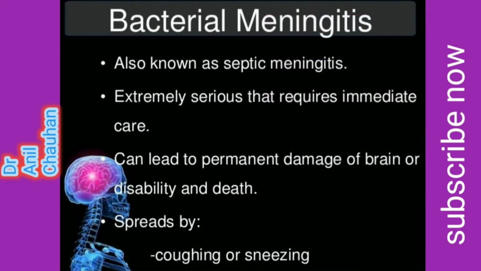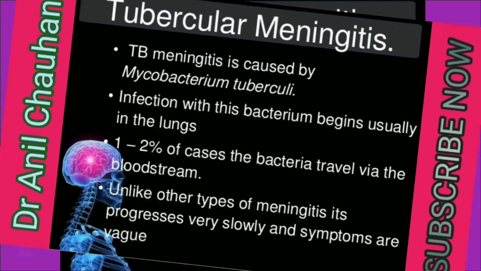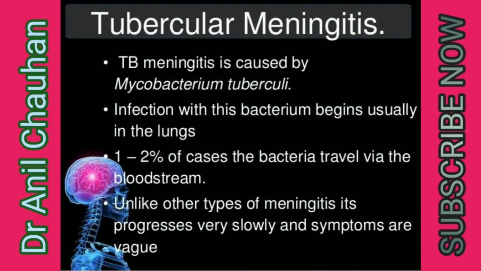First, bacterial meningitis is also known as septic meningitis. It is extremely severe and requires immediate care; it can lead to permanent brain damage, disability and death, and spreads by coughing or sneezing. Second, tubercular meningitis: infection with this bacterium usually begins in the lungs. In 1 to 2% of cases the bacteria travel via the bloodstream.